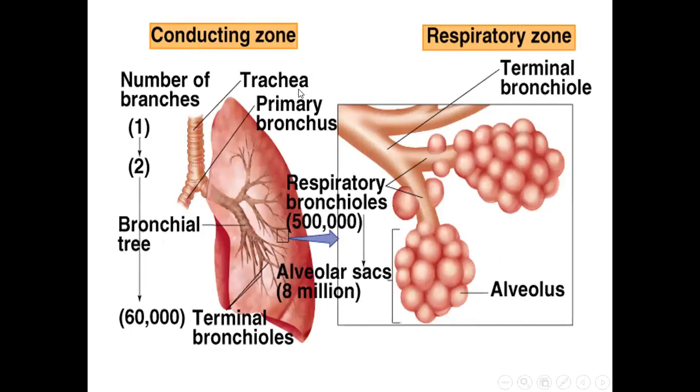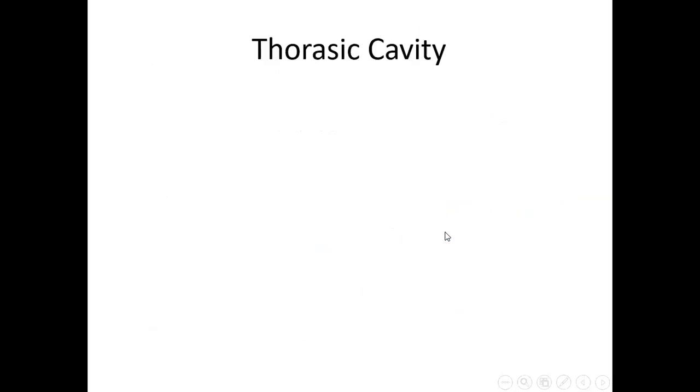Now we can see the comparison between the respiratory zone and the conducting zone. The conducting zone starts from the trachea and bronchi until the end of the terminal bronchioles, while the respiratory zone starts from the respiratory bronchioles, the alveolar ducts, and the alveoli. In the respiratory zone, gas exchange occurs, while in the conducting zone, no gas exchange occurs.